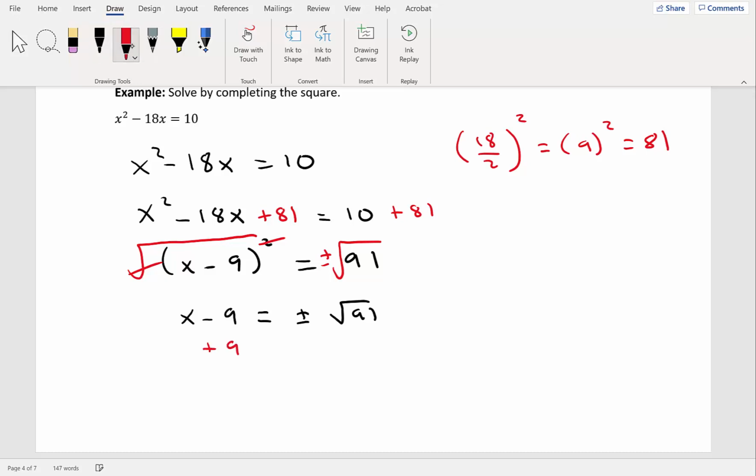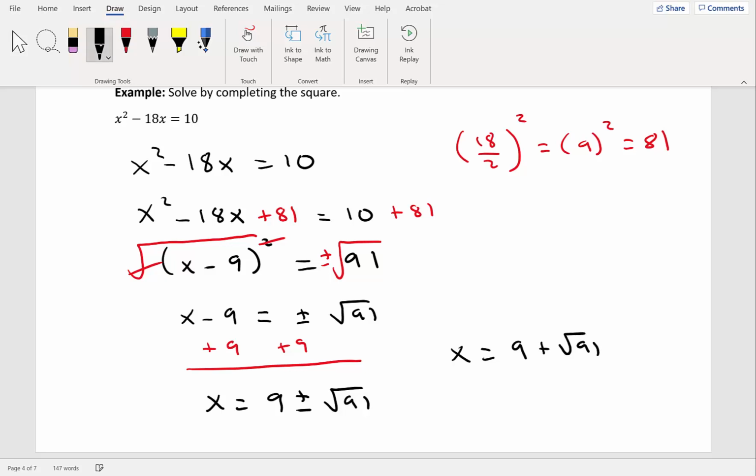Next step, get x by itself, add 9 to both sides. I get x is equal to 9 plus or minus the square root of 91. Okay, writing out our two solutions, we have x is equal to 9 plus the square root of 91, and x is equal to 9 minus the square root of 91. Square root of 91, we cannot simplify it, and we cannot add it or subtract it from 9. So these are our two final answers.